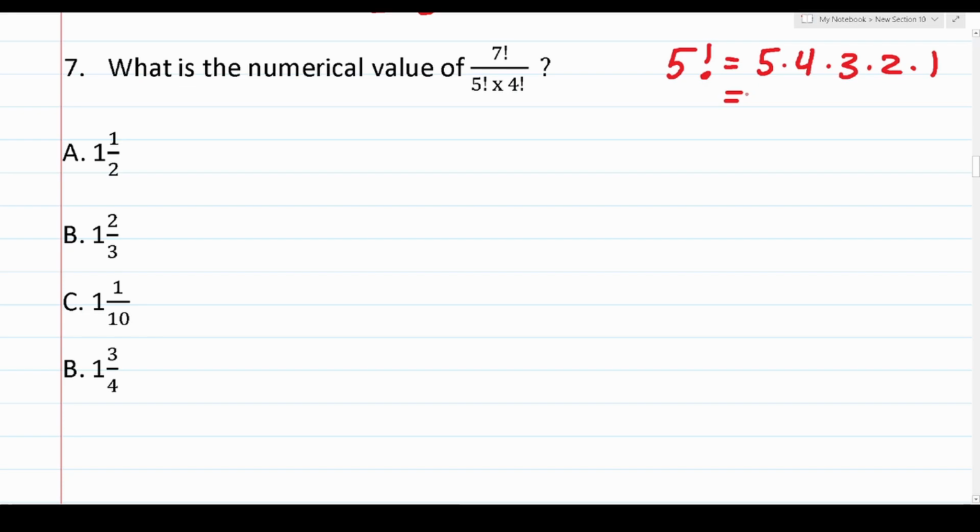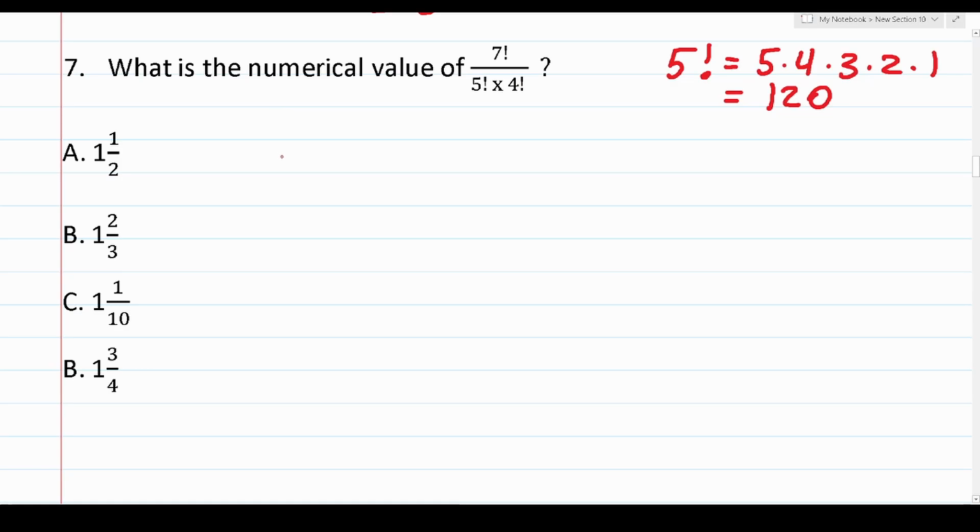Let's just do that for an example. 5 times 4 is 20. 20 times 3 is 60. 60 times 2 is 120, 120 times 1 is 120. Okay, so 5 factorial, in other words, is the same as the numerical value 120. With that said, we have to do some operations with these factorials.